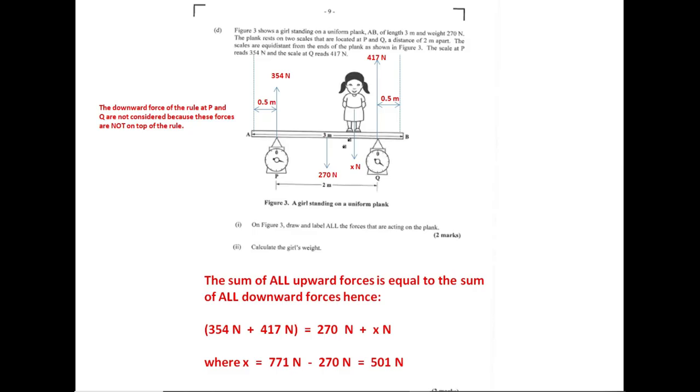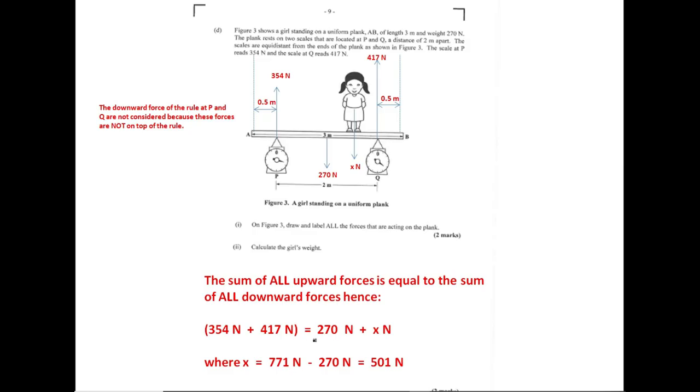Okay, now it says on figure 3, draw and label all the forces that are acting on the plank. So we have all of these, so that should give us the 2 marks. Then it says calculate the girl's weight. Now remember, the sum of all upward forces is equal to the sum of all downward forces. Hence, if you add all the upward forces and equate them to all the downward forces, which is 270 plus x, we could solve. So we have 354 plus 417 equal to 270 plus x.